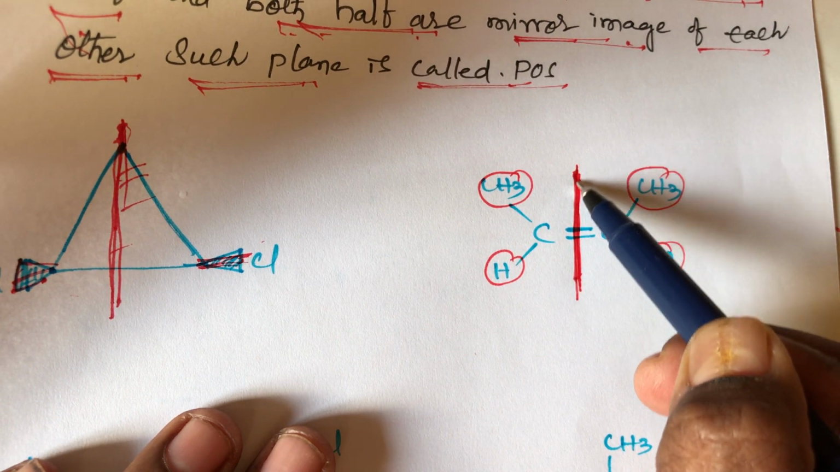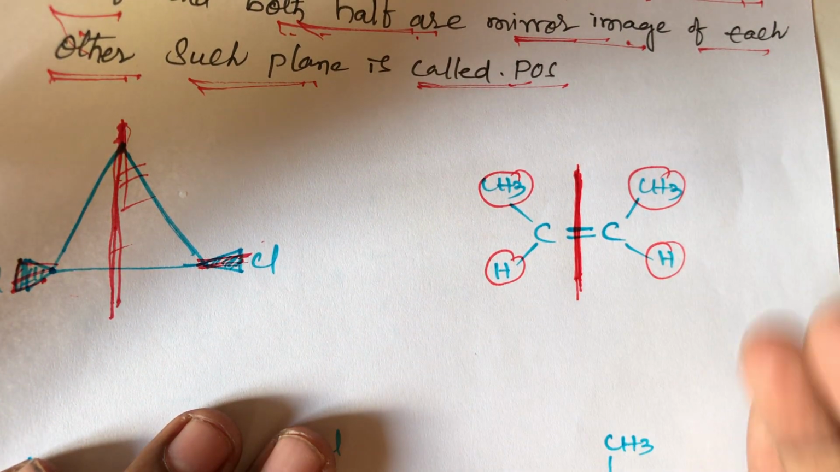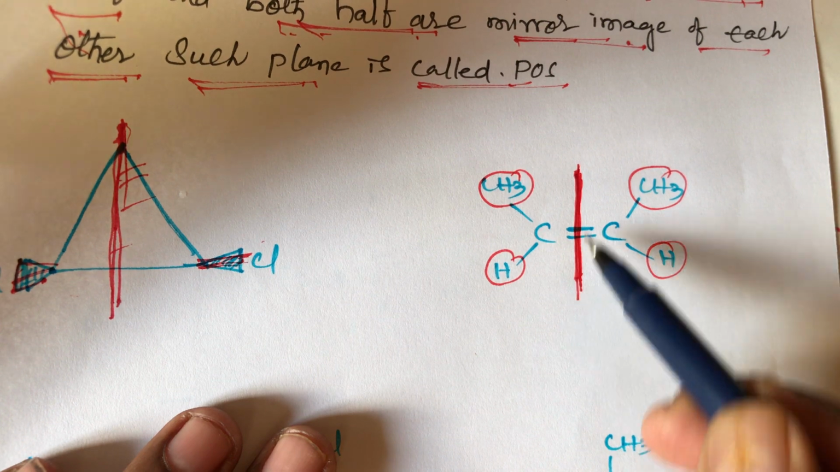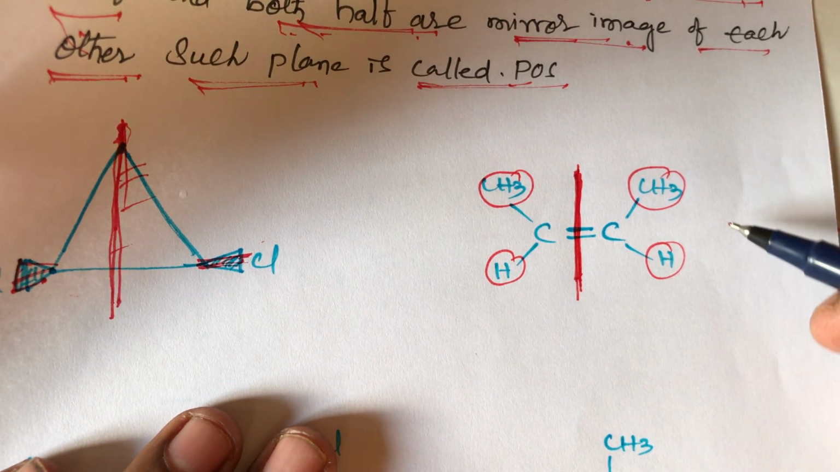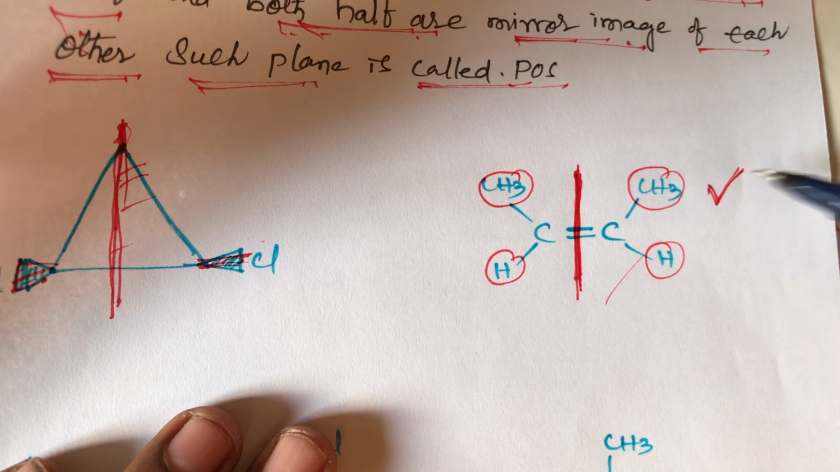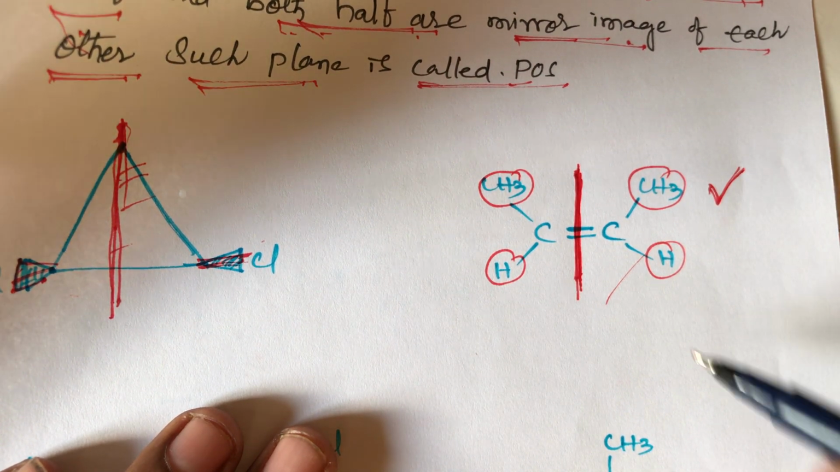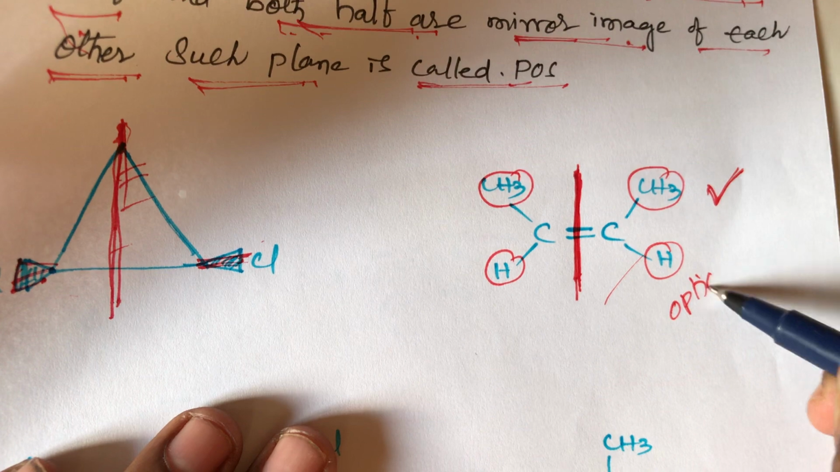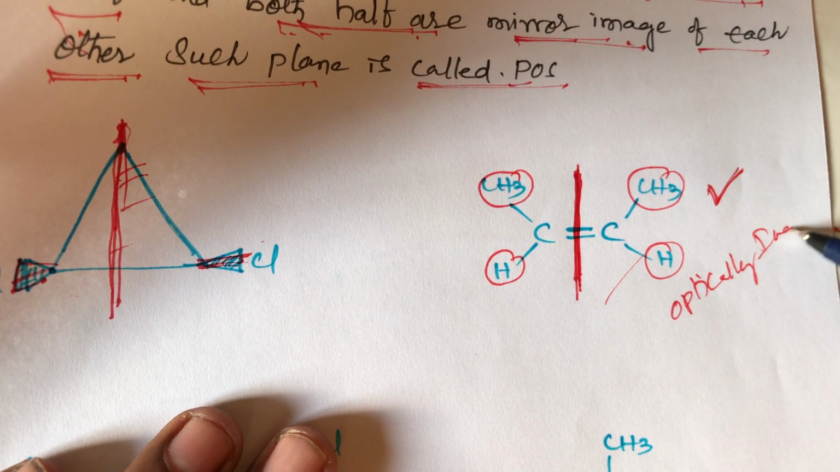It is cutting into halves. The left side and right side are equal, so both are mirror images. So this compound also contains a plane of symmetry. A compound with a plane of symmetry is optically inactive. Once again, this compound is optically inactive.